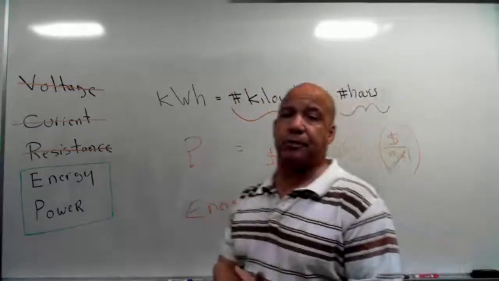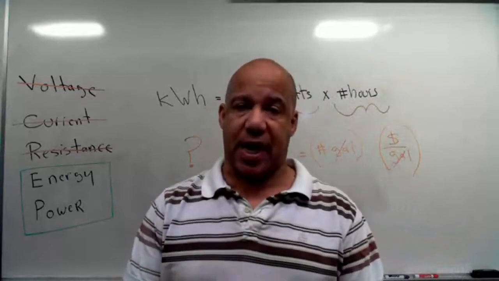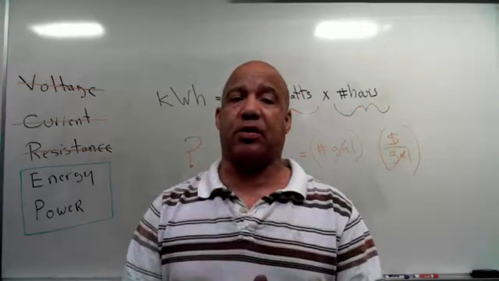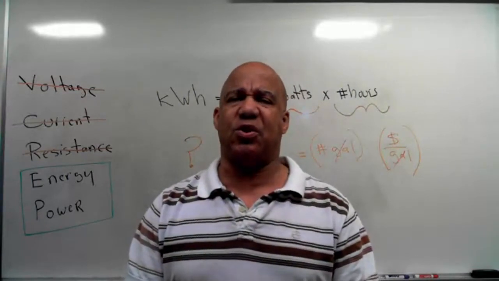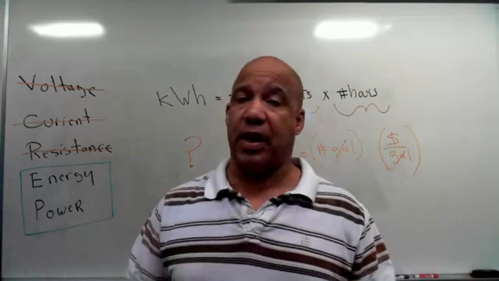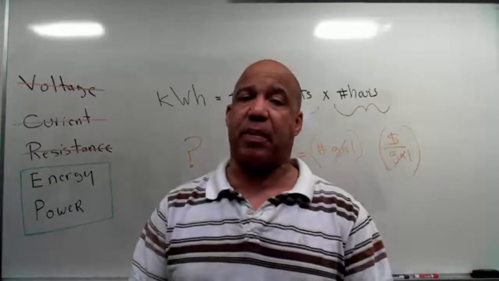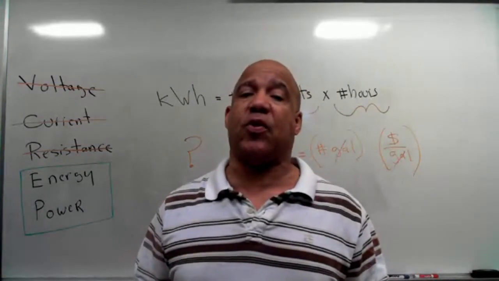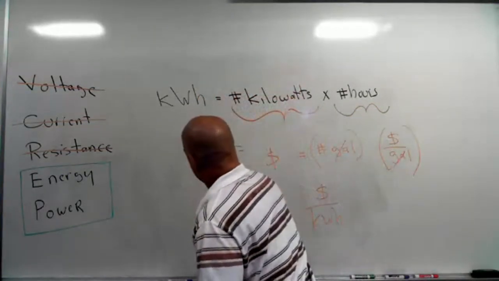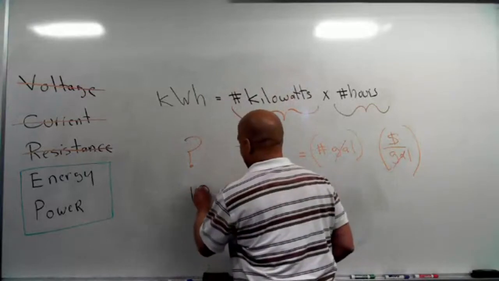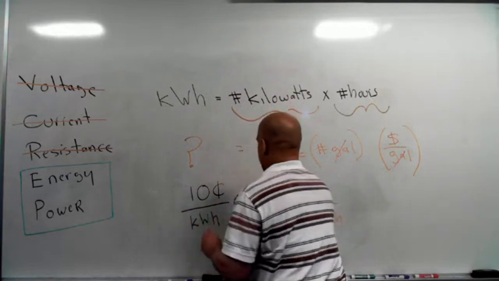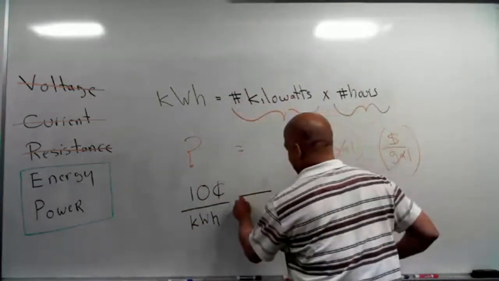So here's what we're going to do. We're going to do some energy calculations now. And what I want to do is I'm going to give you the cost of energy. Now, the cost of energy depends on where you live, you may live in Indiana, Kentucky, it varies from where you live and different companies, they charge different amounts. In this class, what we're going to use for cost of energy is 10 cents per kilowatt hour. So write that down somewhere. We're going to use 10 cents per kilowatt hour. And this is what we're going to use for cost of energy.